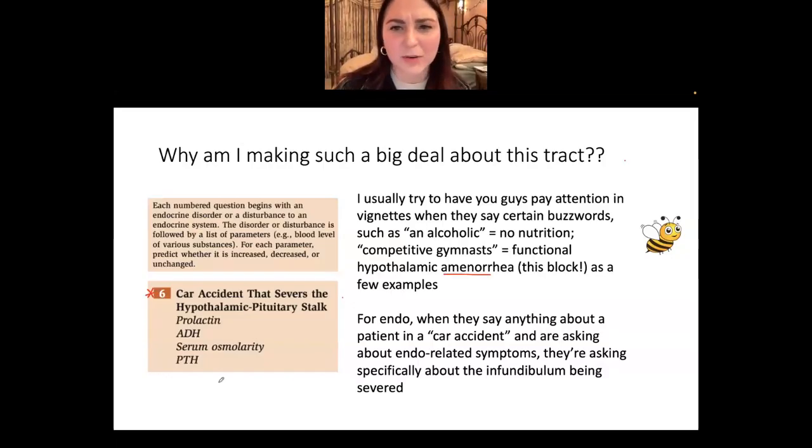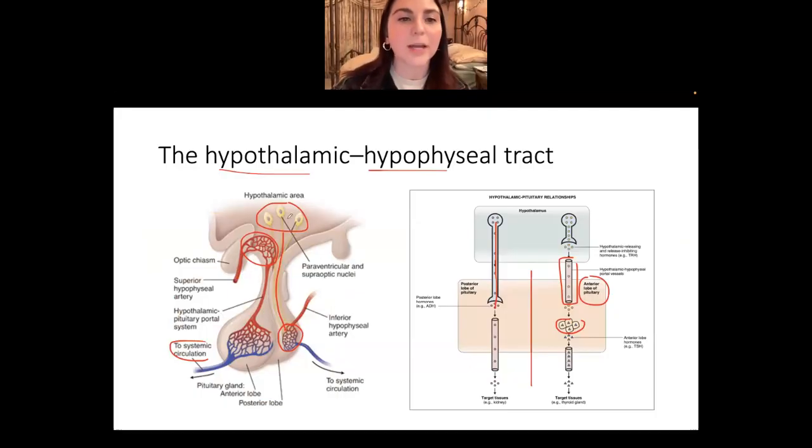And we're not doing this. Don't answer these questions because, again, you haven't really done physio yet. I mean, we just started the block. So we're not going to do it, but I'm even showing a car accident that severs the hypothalamic pituitary stalk. Basically, this is telling you that only the posterior pituitary gland is going to get affected, right? Because that stalk is really only important to get ADH and oxytocin.